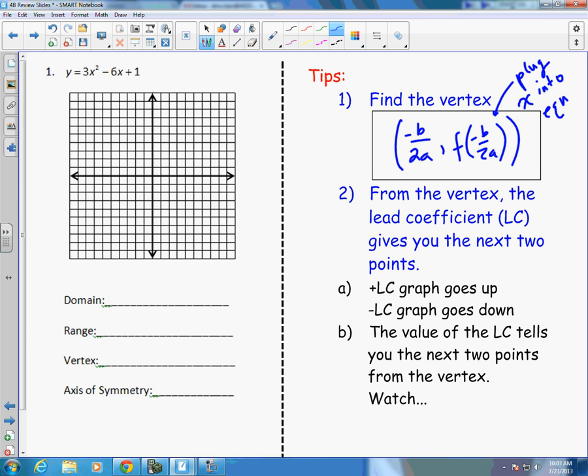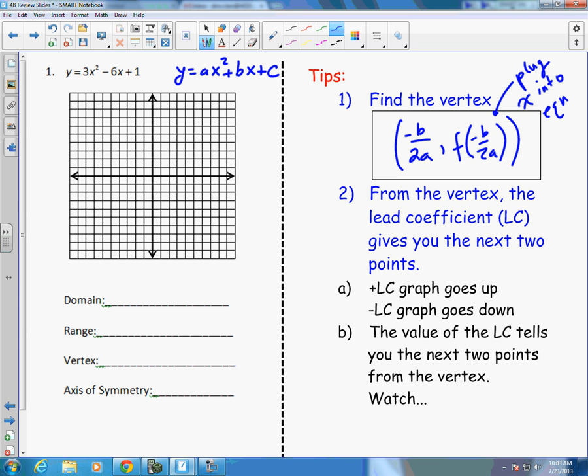So for this particular problem, a is 3, b is negative 6, and c is 1. And if you're like, what? Well, quadratic equations have the form ax squared plus bx plus c. Therefore a is 3, b is negative 6, c is 1.